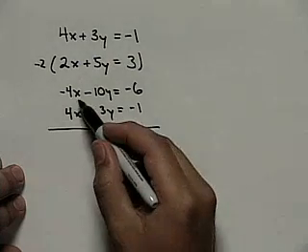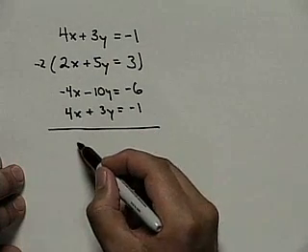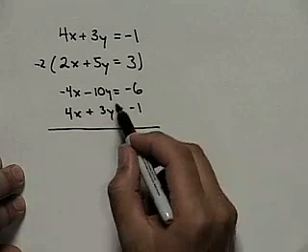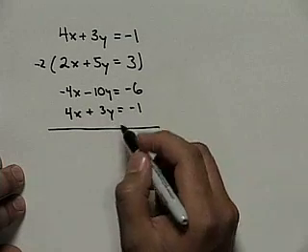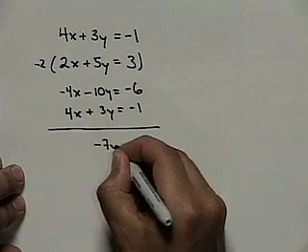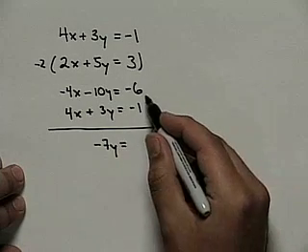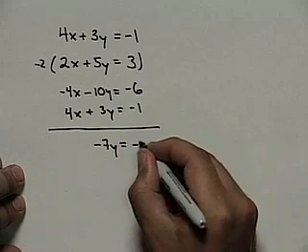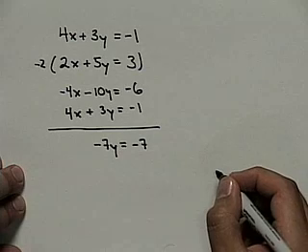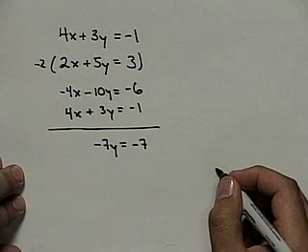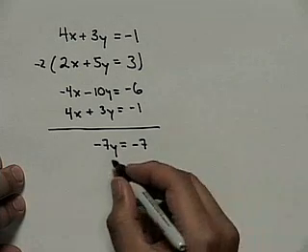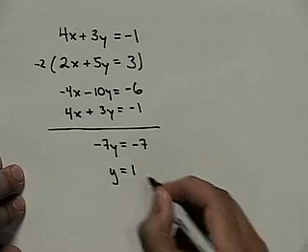By doing this, the negative 4x and the 4x cancel each other out, and then we're left with just the y as a variable. So negative 10y plus 3y is negative 7y, and then negative 6 plus negative 1 is negative 7. So solving this equation is fairly straightforward. We divide both sides by negative 7, and we end up with y equals 1.